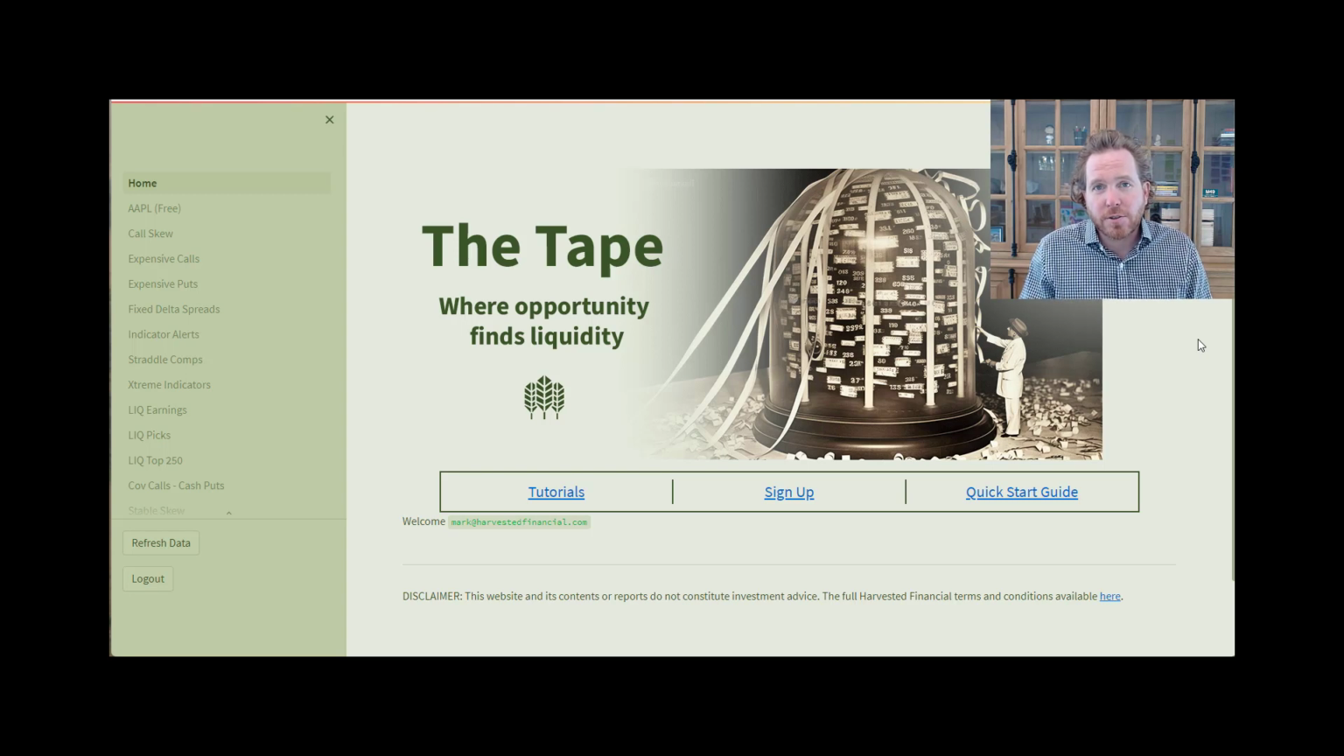So without further ado, now let's dig into the expensive calls report. When you log into the TAPE.Report, you'll be asked to log in with your Google or Google Workspace name, and we use that so we don't have to store any passwords here. But once you cross that authentication, you'll arrive at our homepage. And here you'll find your login name, as well as a quick start guide on the lower right-hand corner that can help with any screen adjustments or some of the navigation questions you might have on your first login.